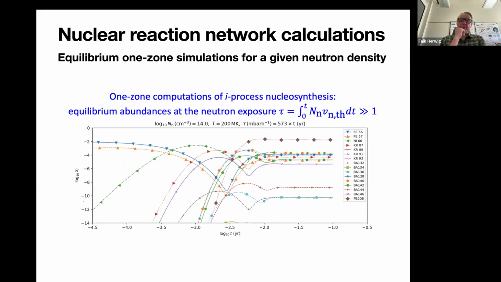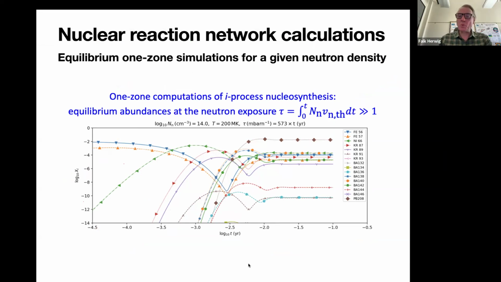And I just want to show you here a little bit how we do these. This is a simple network calculation. We solve essentially for each isotope an ODE. It's a couple of systems of thousands of ODEs. And on the right-hand side are the source and sink terms, which contain the nuclear production and destruction for each isotope.